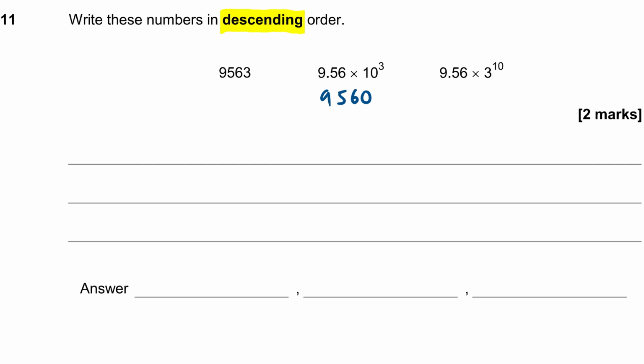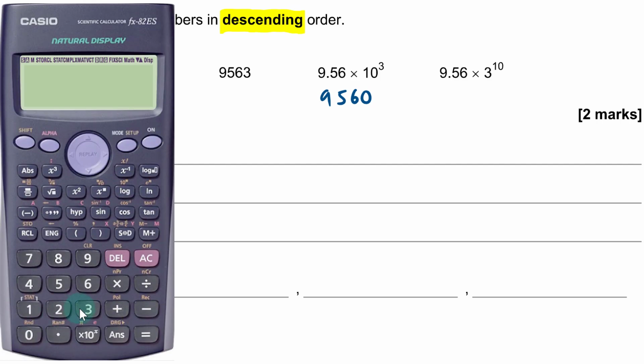9,560. Oh, 9.56 times 3 to the 10. Ew, what on earth is that? Right, 3 to the power of 10 is 59,049. Well, that's huge. Times 9.56. That's enormous.